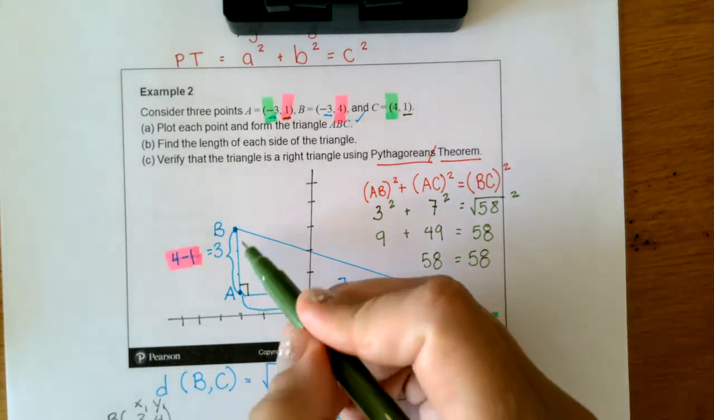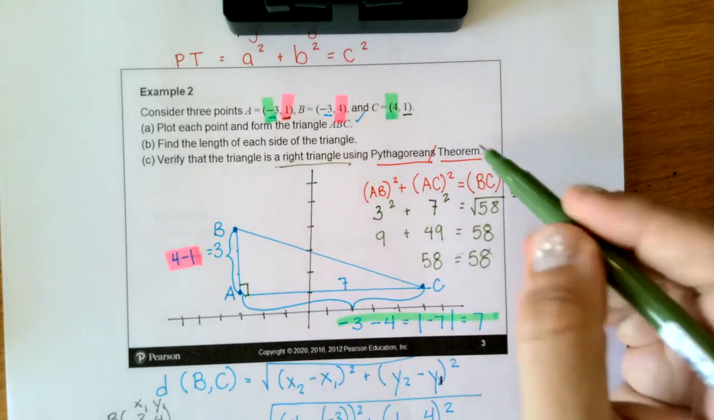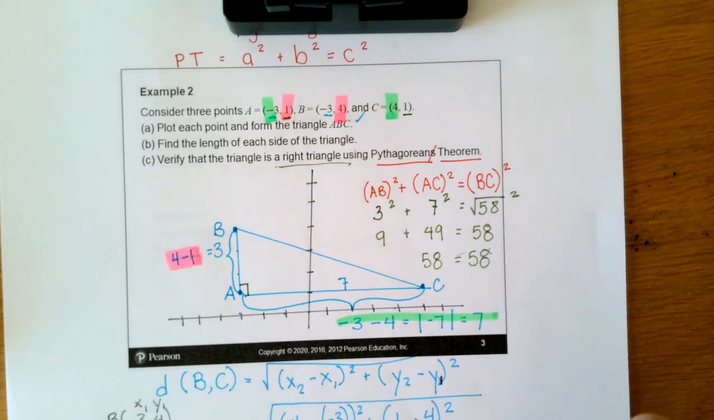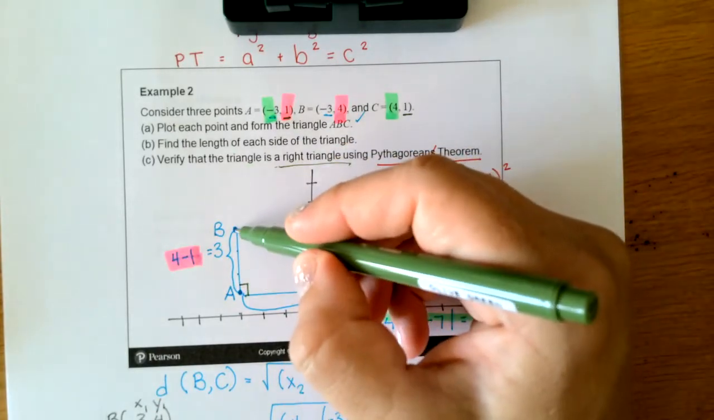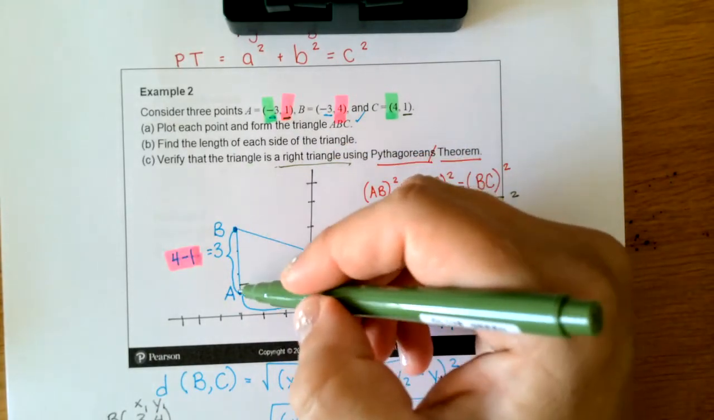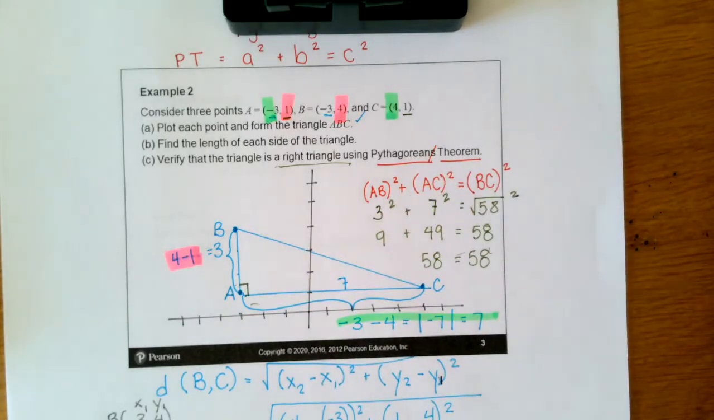So yes, this is a right triangle because it is proven by the Pythagorean theorem, and because I know that this is perfectly vertical and this is perfectly horizontal, this is a 90-degree angle. Any triangle with a 90-degree angle will be a right triangle.